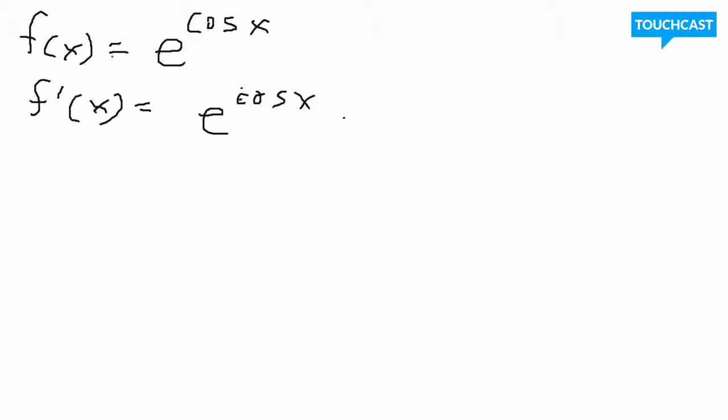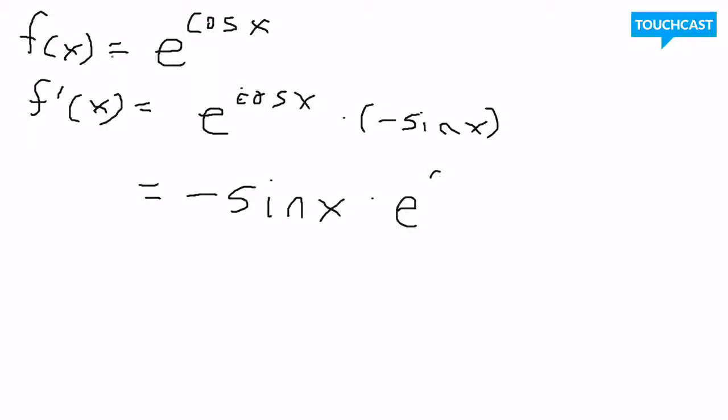Well, the derivative of cosine x is negative sine of x. You might rewrite this, but this is not a big deal. So you might say negative sine of x times e to the cosine of x.